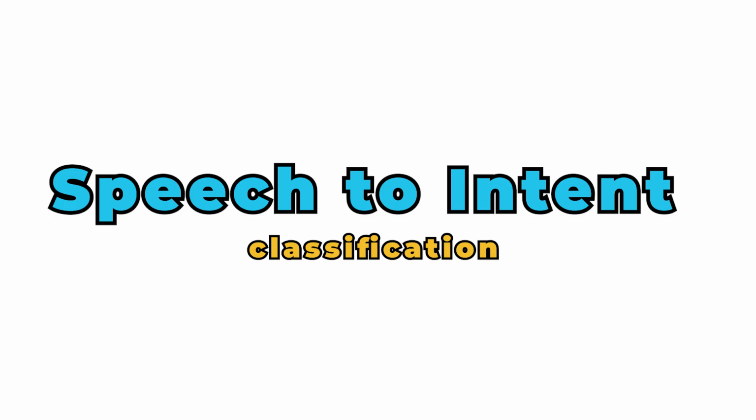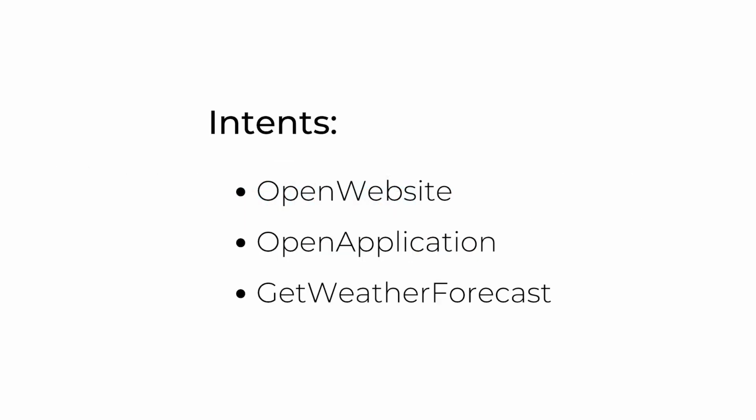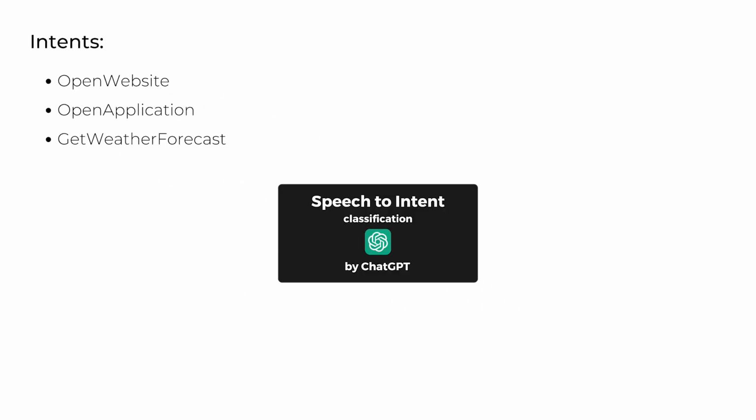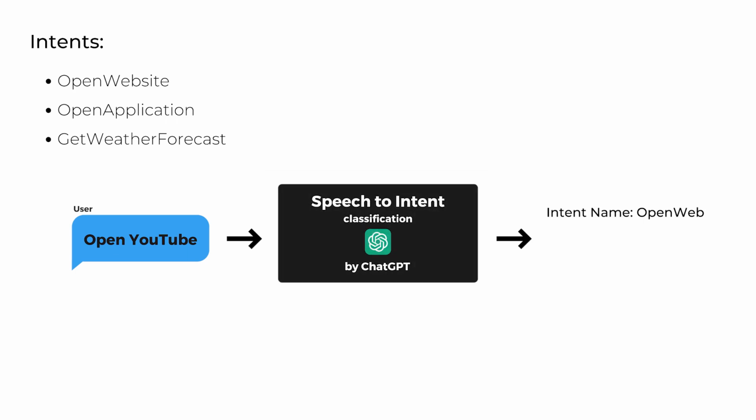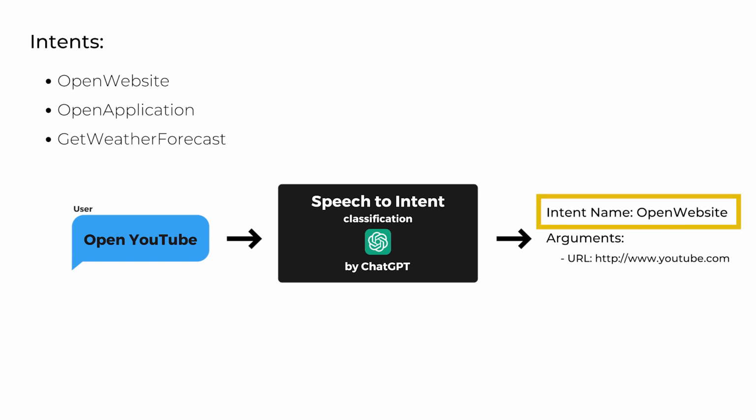However, our goal is to use ChatGPT as a speech-to-intent classifier. For example, if we have these three intents, open website, open application, and get weather forecast, and if we ask ChatGPT to open YouTube, it needs to understand the intent behind the command and classify it into one of these three intents. In this case, it would be classified as open website.